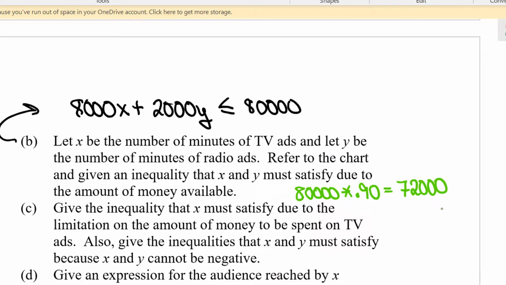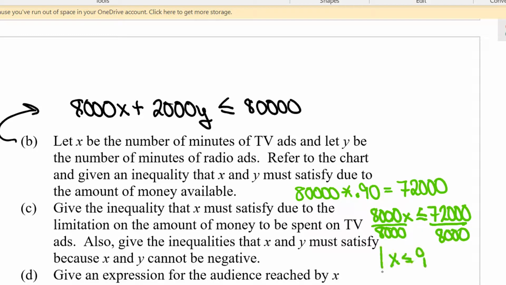Okay, and now every minute of TV ads costs $8,000, so we need 8,000x to be less than or equal to 72,000. Because they say at most, which means you could be under. That's fine, just don't go over. And then to get x by itself, divide both sides by 8,000, and you'll get x less than or equal to 9. So that's the answer for part C.